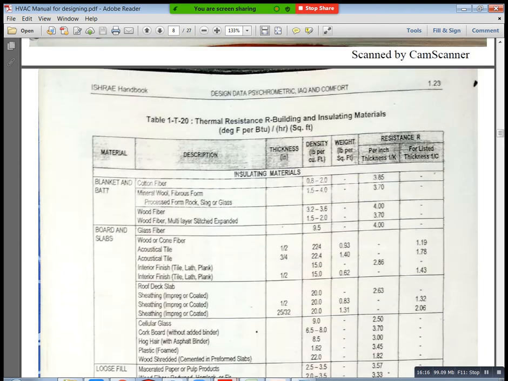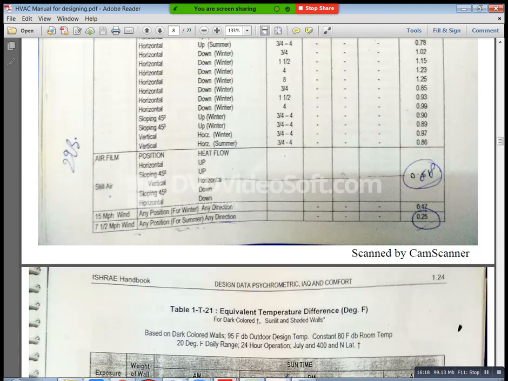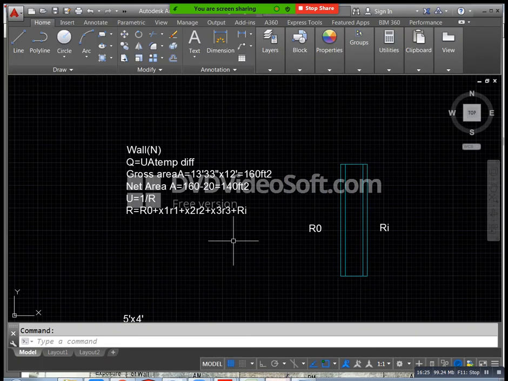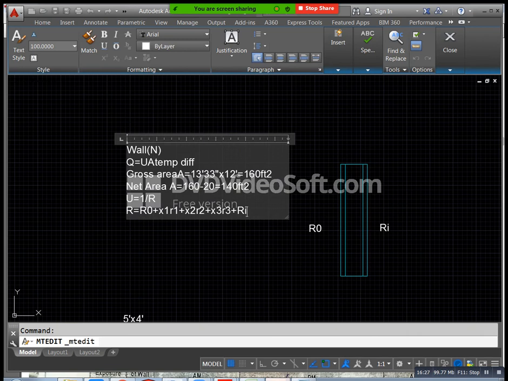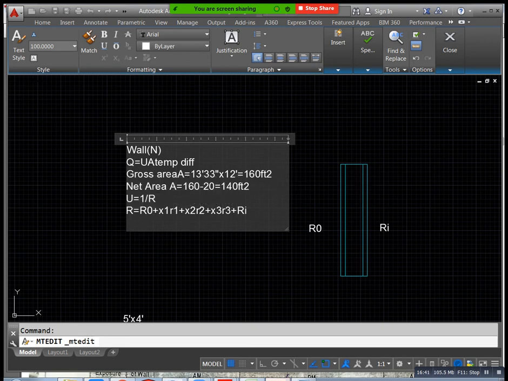I can mention here R0 is equal to, you can mention R0 means 0.25 plus X1, which is 1 inch thickness, into cement plastering 1 inch. R1 is there now, that is the resistance value. Presently, which one are we using? Cement plastering. Okay, in the cement plastering condition, you need to go for the cement plastering resistance material.